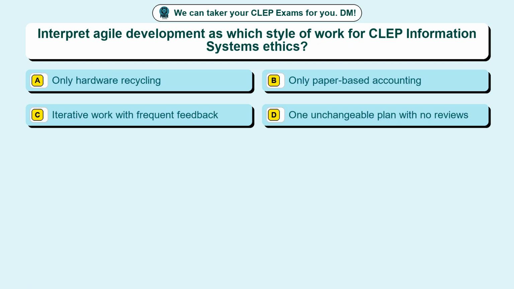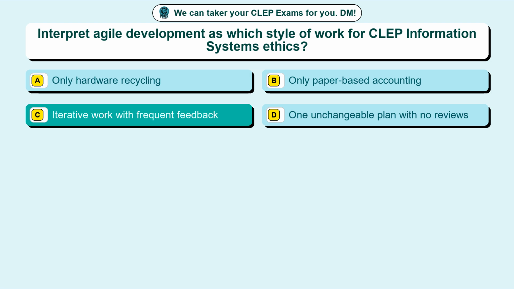Question 70. Interpret agile development as which style of work for CLEP Information Systems ethics? Option A. Only hardware recycling. Option B. Only paper-based accounting. Option C. Iterative work with frequent feedback. Option D. One unchangeable plan with no reviews.